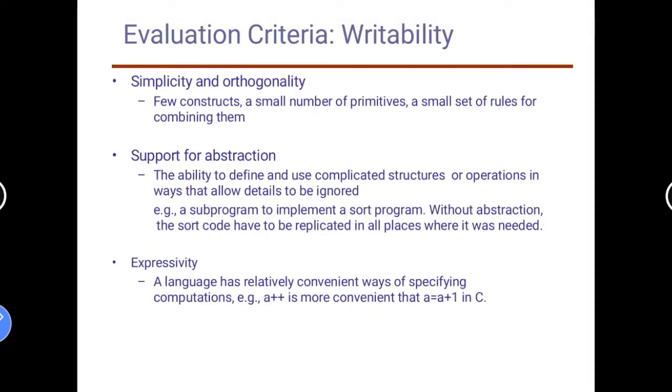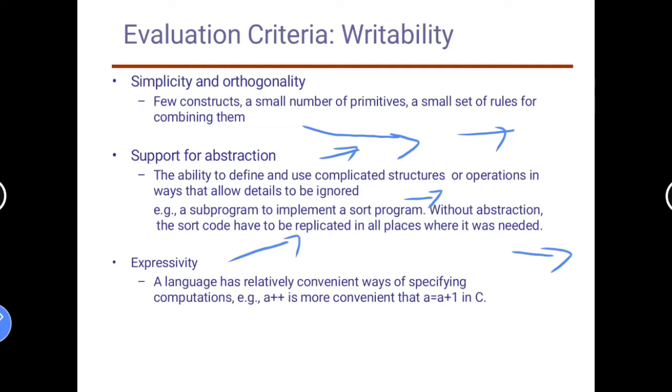Now come to writability. Simplicity and orthogonality: few constructs, a small number of primitives, a small set of rules for combining them. That means there are few constructs available, a small number of primitives, and you need to follow only some special rules to combine all of them. Support for abstraction: the ability to define and use complicated structures or operations in a way that allows details to be ignored. For example, a subprogram to implement a short program. Without abstraction, the short code has to be replicated in all places where it is needed. Expressivity: a language has a relatively convenient way of specifying computation.